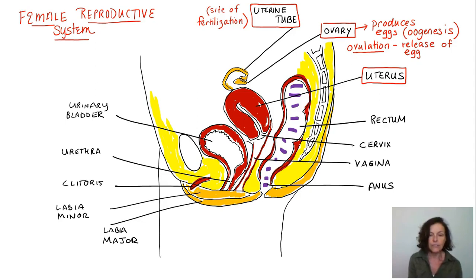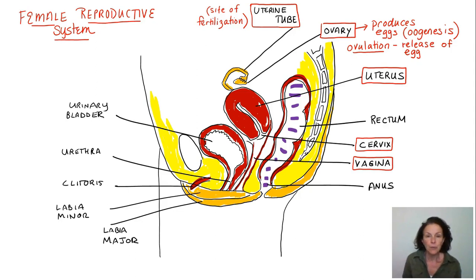And after a gestation period of 9 months, the fully developed fetus will then go through the cervix. And the cervix is the opening to the uterus, which dilates and allows the passage of the baby into the vagina or the birth canal.